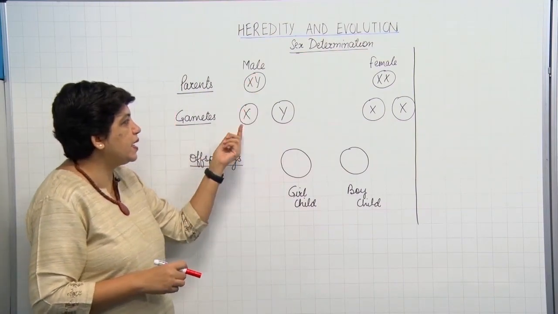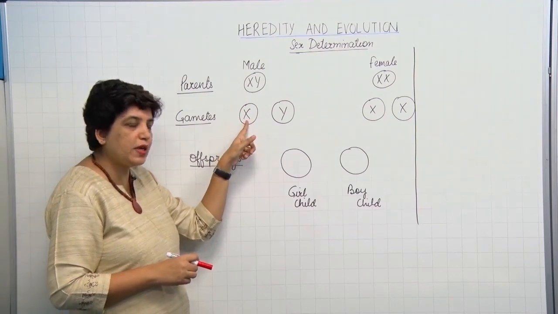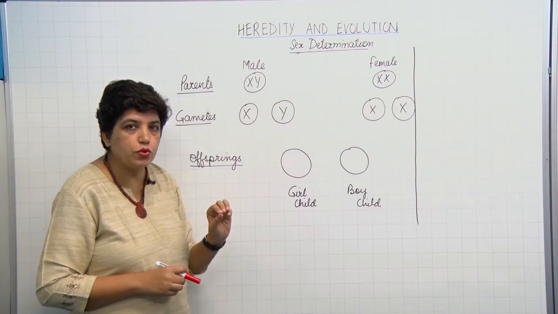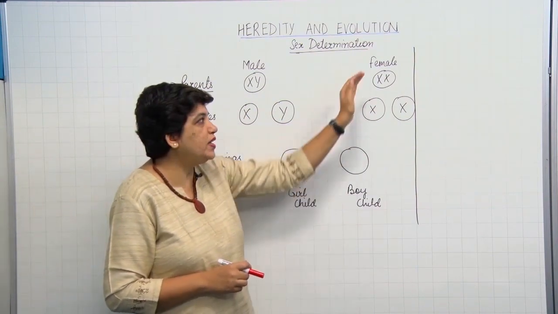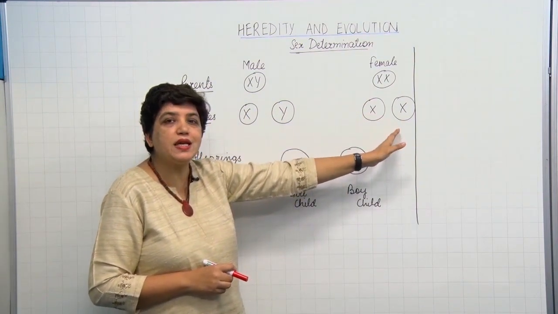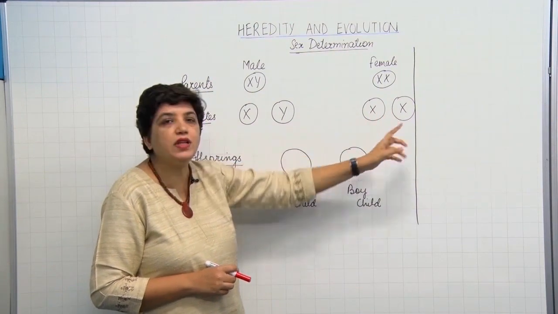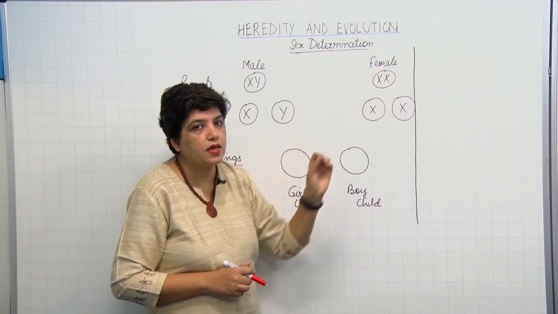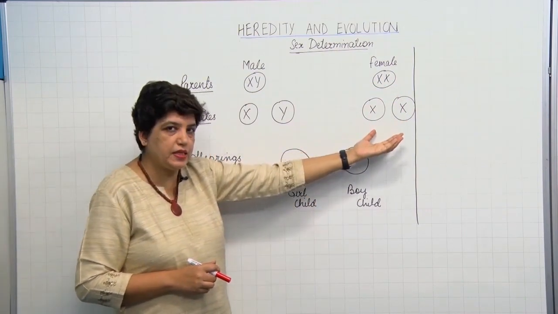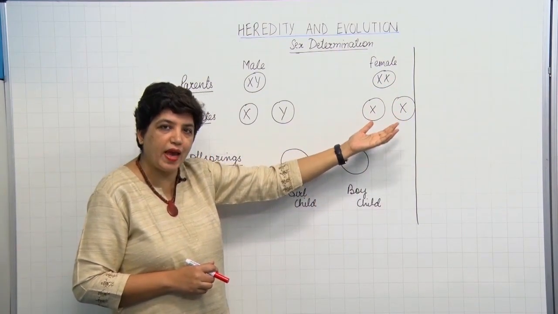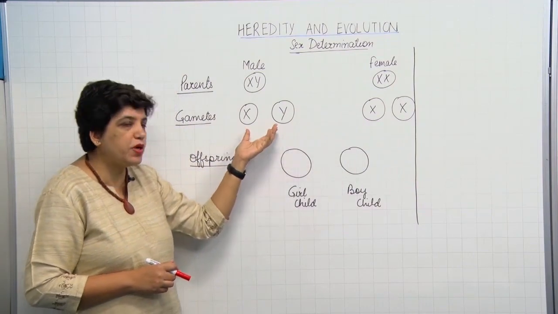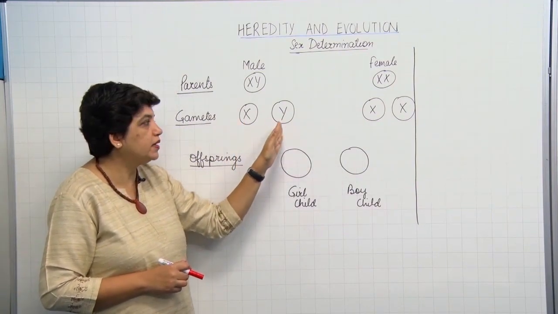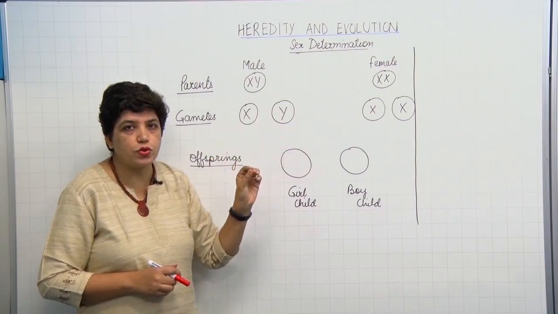So in males, half of the gametes have X chromosome, while the other half have Y chromosome. But in female, when gametes are formed, the gametes are similar. All the gametes will have the X chromosome. When you make it into half, X and X. So all the egg cells, that is the female gamete, will have X chromosome, but half the sperm cells will have X chromosome, the other half will have Y chromosomes.